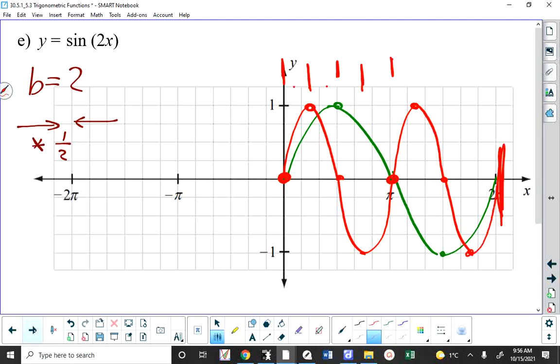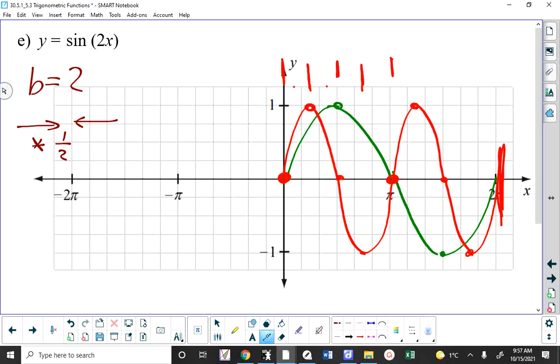in either direction. What's the only thing that's changed here? The period. The amplitude is still 1. The range is still -1 to 1. The domain is still any real number. And I'm hoping that you're writing these things down. You're filling in that box at the bottom. That the domain is X is an element of all real numbers. The range is -1 to 1.